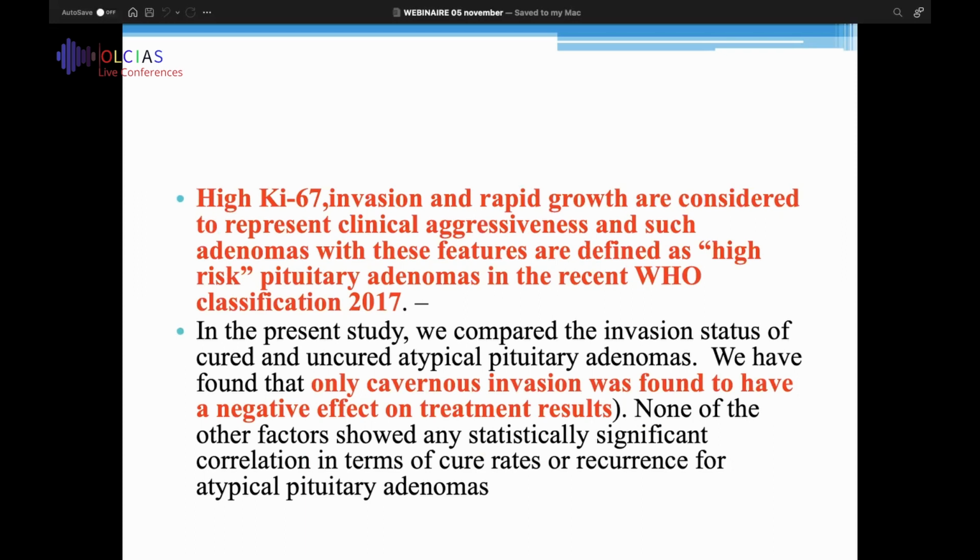The high ki-67, the invasion, and rapid growth, these three criteria are considered to represent the clinical aggressiveness, and such adenoma with this feature are defined as high-risk pituitary adenoma in the recent World Health Organization classification of 2017. In the present study, we compared the invasion status of cured and uncured atypical pituitary adenoma, and we have found that only cavernous sinus invasion had a negative effect on the treatment result. None of the other factors showed any statistically significant correlation in terms of cure rate or recurrence for the case of atypical pituitary adenoma. Next one.